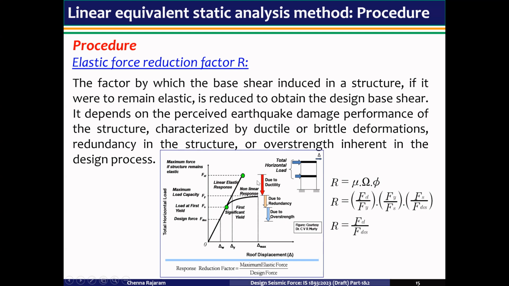From the diagram, it is seen that the ductility is in between F elastic to Fy, and the redundancy is Fi to Fs, and the overstrength is Fs to F design. So based on that, the formulas are: mu is equal to F elastic divided by Fi, and omega, that is redundancy, is Fi divided by Fs, and phi is equal to Fs divided by F design. So from this equation, we can write down the response reduction factor R is equal to F elastic divided by F design.